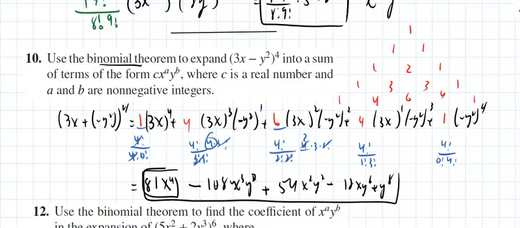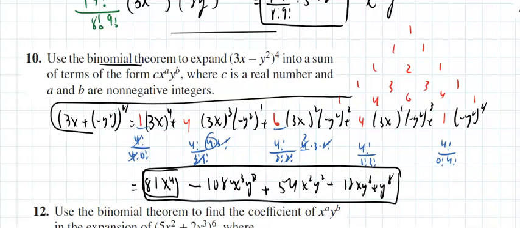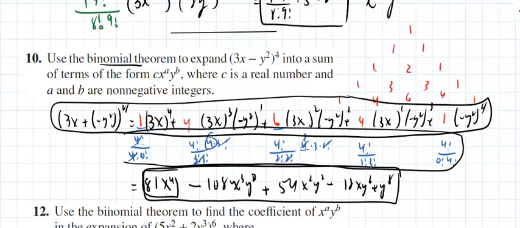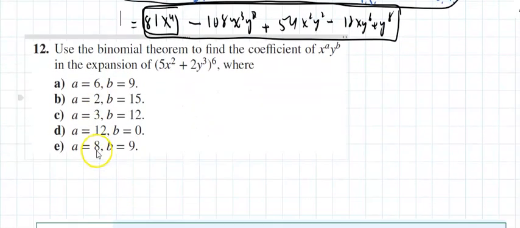So there it is. On a test, I have no problem with you leaving it just like this or with these coefficients. I couldn't care less. To me, all of these mean the same thing. And let's look at what they want. They want specific terms here. Let's look at part A.